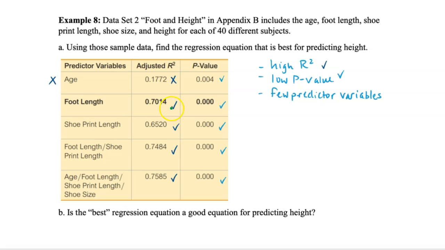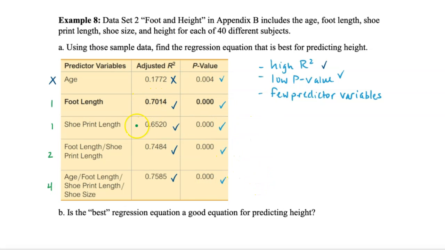Foot length, I've got one predictor variable. Shoe print length, okay, that's another one predictor variable. Foot length and shoe print length, that's two predictor variables. Age, foot length, shoe print length, shoe size, 4 predictor variables.